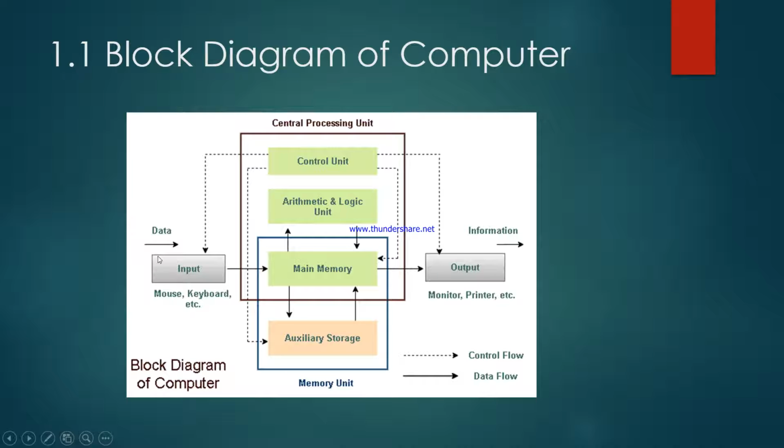So the data enters from the input unit and input devices like mouse, keyboard, etc. First it goes to the memory unit. From the memory unit it goes to the central processing unit, where the control unit and the arithmetic and logical unit do their work and give output, and finally the result goes to the output unit. So the data from input devices or input units enters into the central processing unit. After processing the data, we get information as output from the monitor, printer, or other output devices.